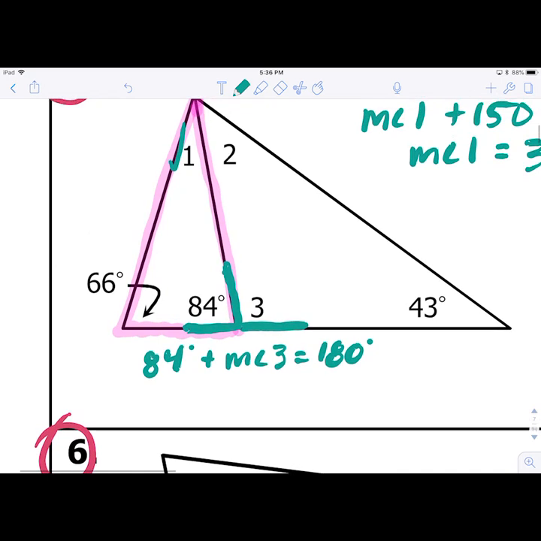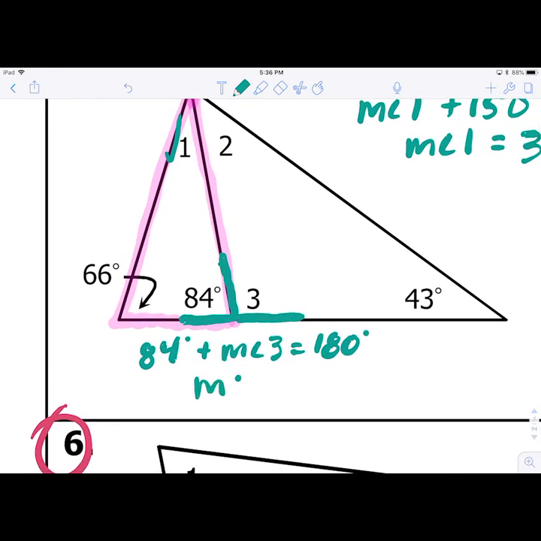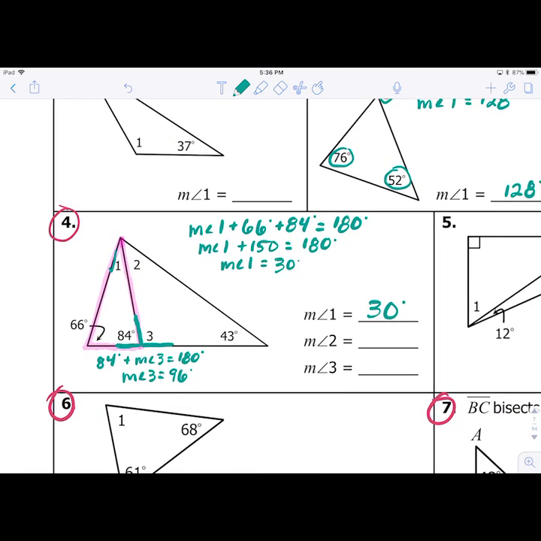So subtract 84 on both sides. We get the measure of angle 3 is equal to 180 minus 84, which is 96 degrees. That makes sense, right? It looks obtuse. All right, so this is 96. This right here is 30. So we're only left with the measure of angle 2.